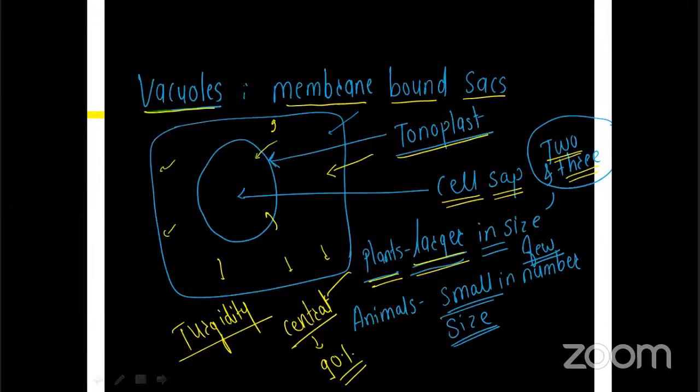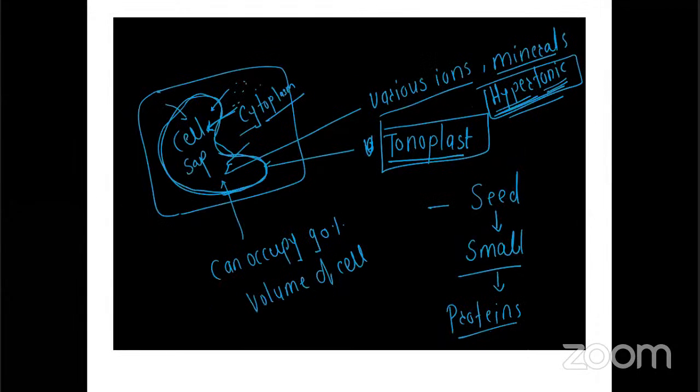In animals, vacuoles are small in size and few in number. So number of the vacuoles is less in the animal cells and they are smaller in size. Various kinds of ions, minerals are stored inside the cell sap of the vacuoles. So the cell sap is hypertonic. Hypertonic means it has more ions as compared to the cell cytoplasm.